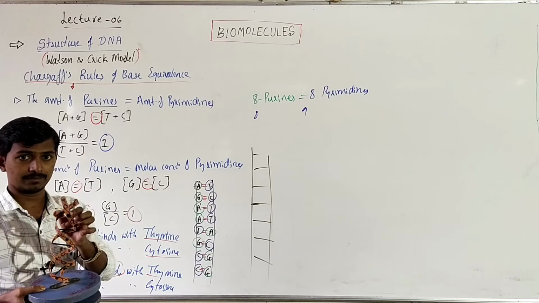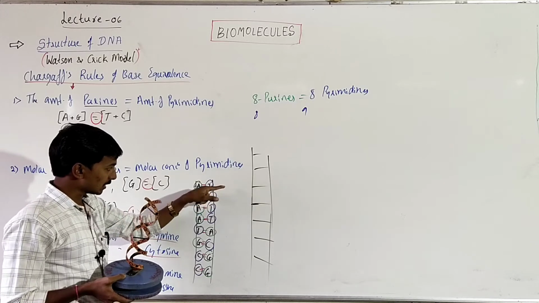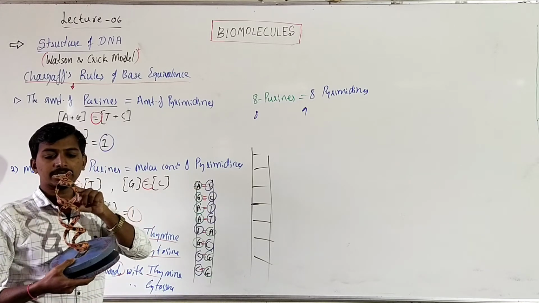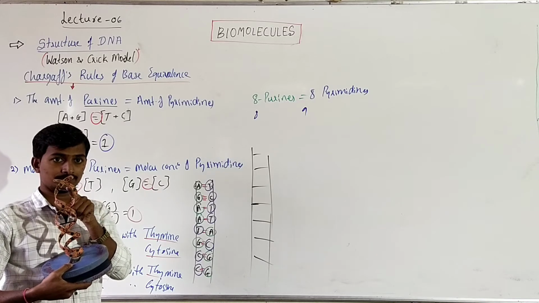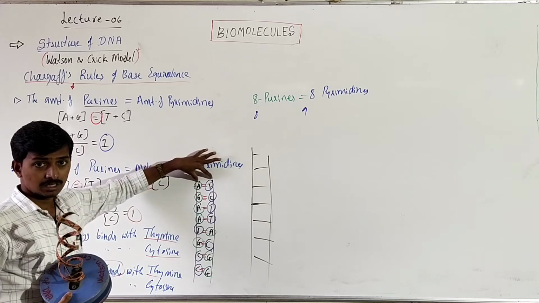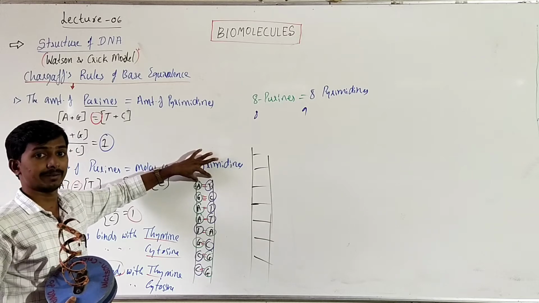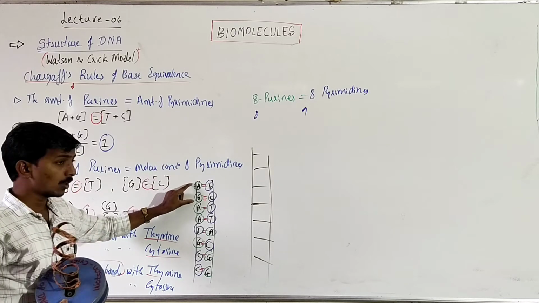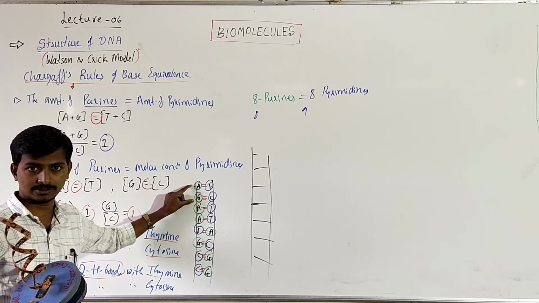I have one adenine here, thymine here. So these 2 hydrogen bonds. This indicates the hydrogen bond. Again, next pair. This is one base pair. Base means nitrogen base. So we call this one base pair, and this distance one base pair distance.